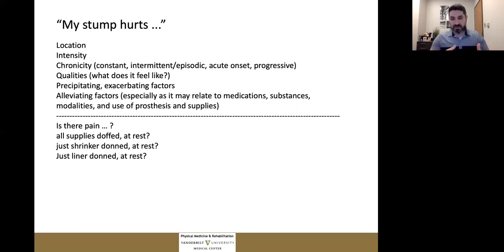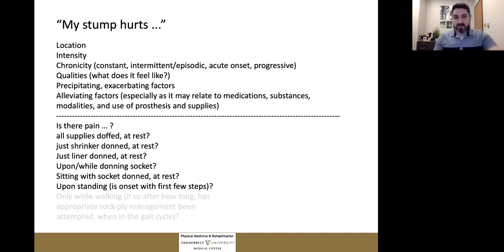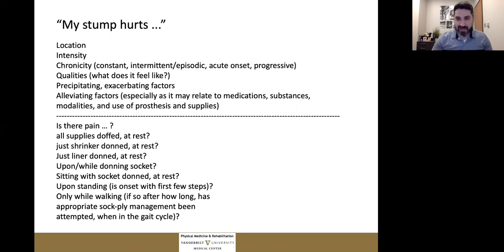Just the liner. You put on your liner, you don't have the socket on yet. Are you doing okay? They're like, well, it starts to hurt a little bit. Okay. You put on, while you're donning your socket or after you've donned your socket, you're sitting it out, you're at rest. Is there pain? They're like, not really. Then upon standing, is the onset of a discomfort or a pain immediate? Or is it one of those things where it's an hour and a half later into the day? Are you doing the appropriate sock supply management? Now, pain when I'm putting weight on it, great.